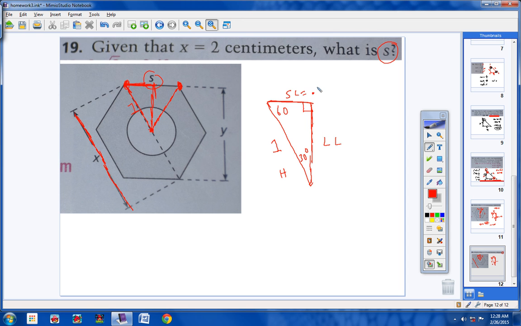It's 0.5. So if from here to here is 0.5, then multiply that by 2 to give you the whole length all the way across, and 0.5 times 2 is 1. Okay, so the answer is 1 for s, and I just looked in the book and that is the correct answer, 1.